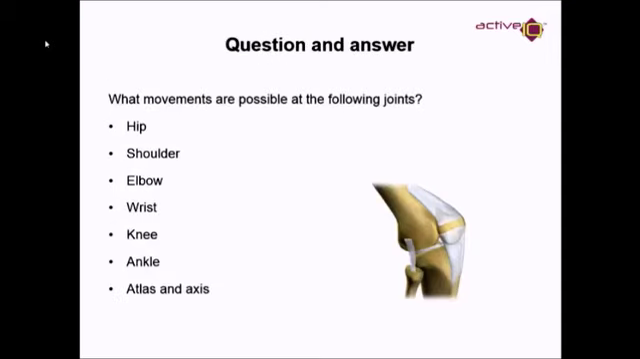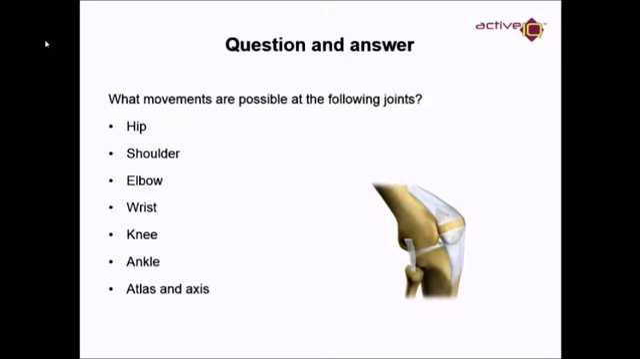Okay, so what type of movements are possible at each of the following joints? What we're going to try and do is go through and look at what type of movement is possible at each of those joints. So if we were to look at the hip first of all, the hip is what type of joint?